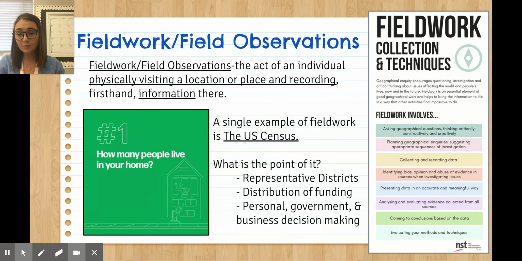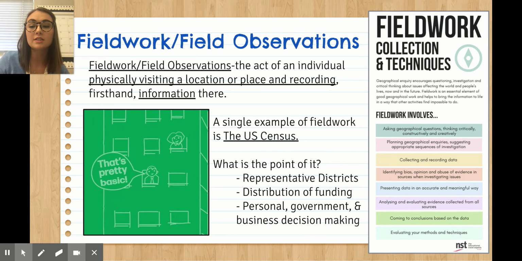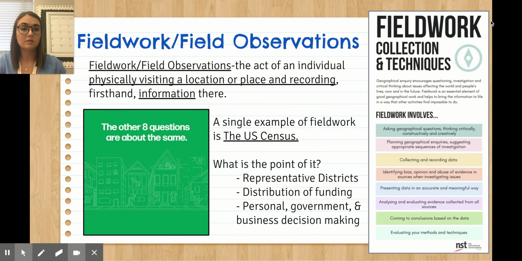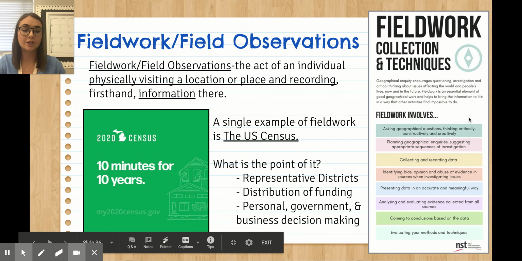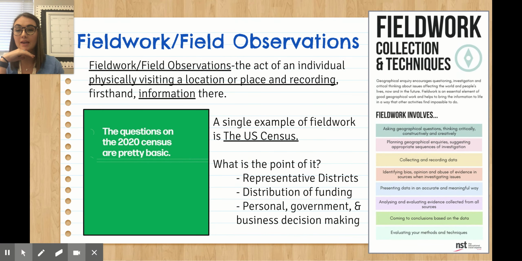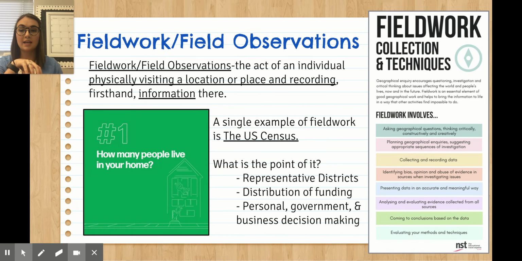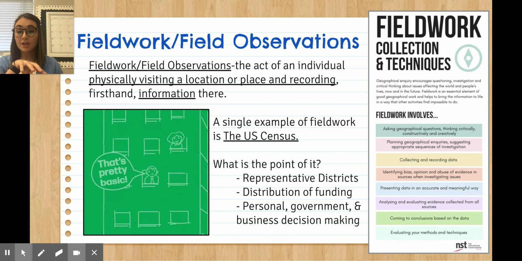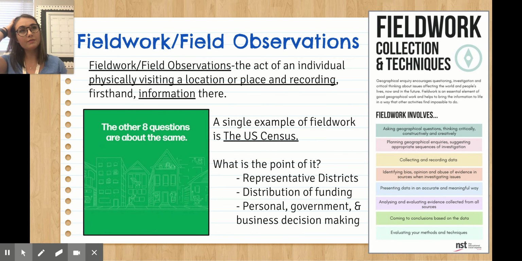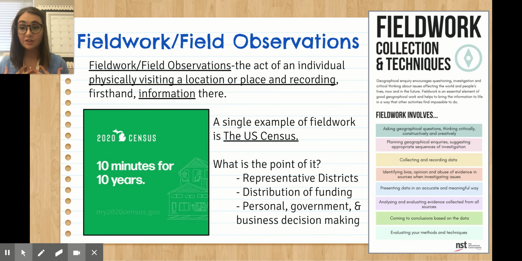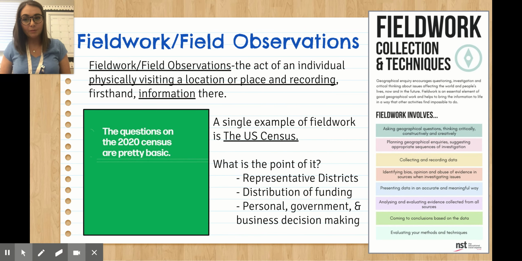That's just one example of field work or field observations. More techniques can be found over here, and you're welcome to pause this video and look at that. But the main thing you need to know is that field work or field observations is getting the data from people. And I know that some of you might be like, well, we filled out our census online. I did too. But they're still getting that information from people.